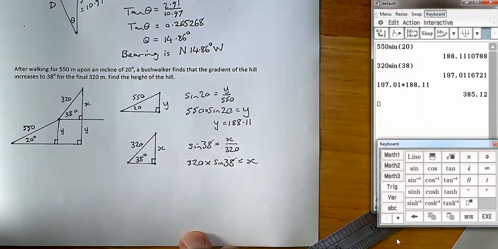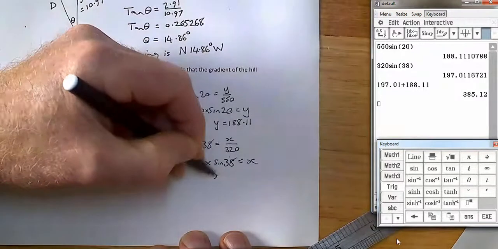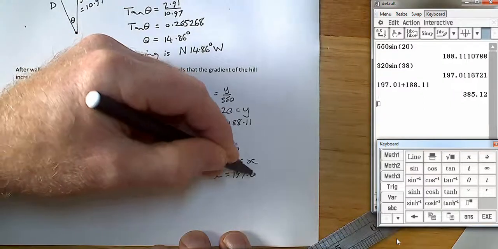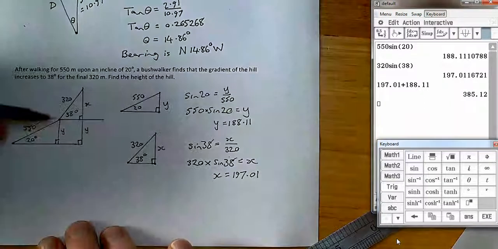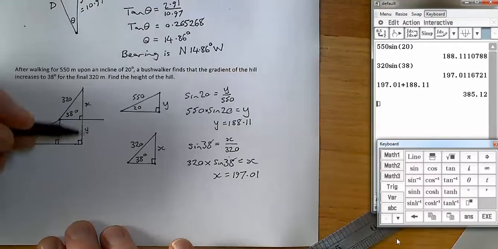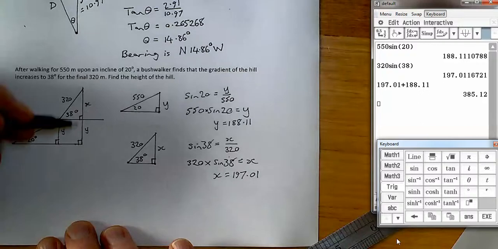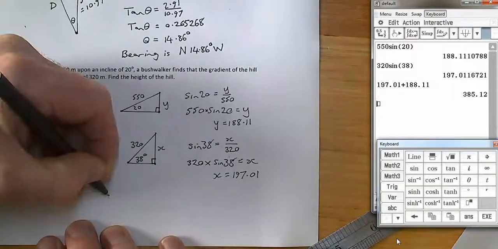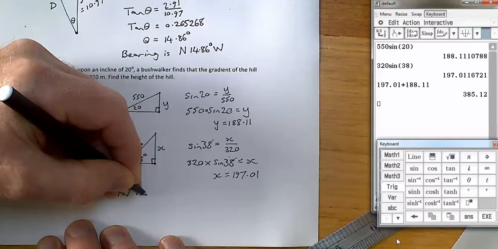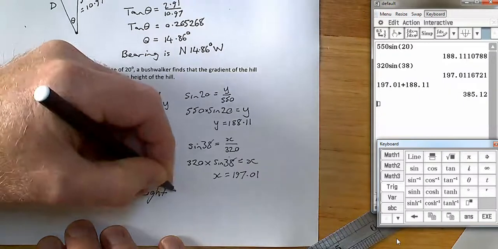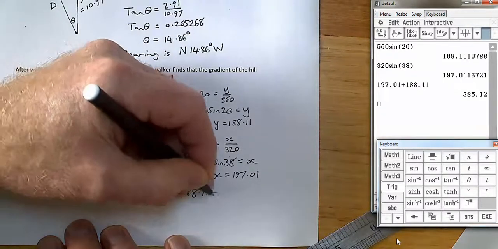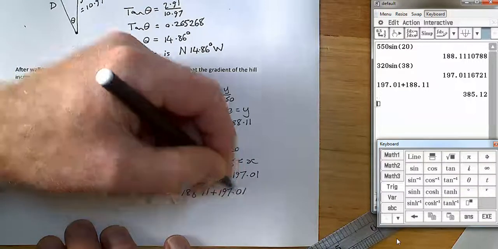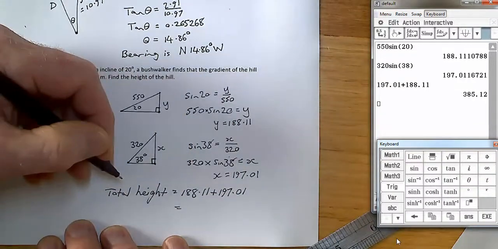And on the calculator, you can do this. X equals 197.01. You can see that if we've worked out x and we've worked out y, this will also equal y. So the total height of the hill, as we look in cross section, you can find by adding the two together. 188.11 plus 197.01. Total height works out to be 385.12.